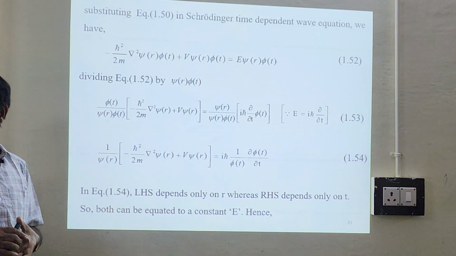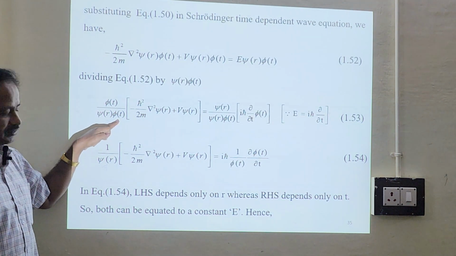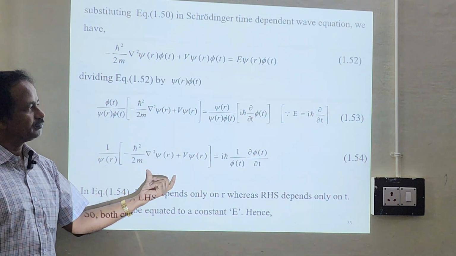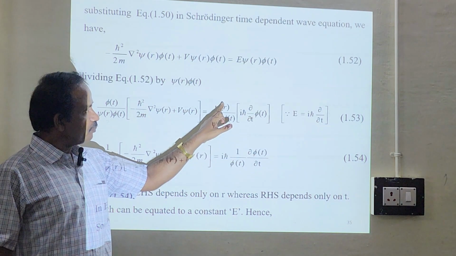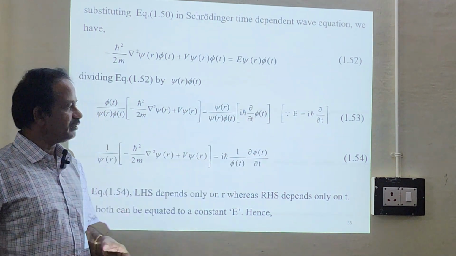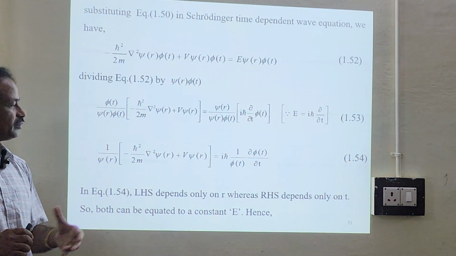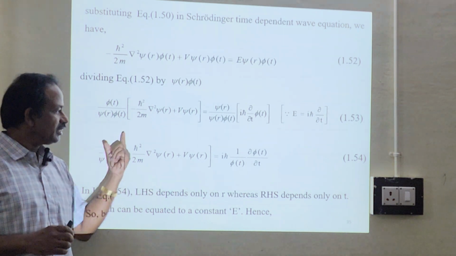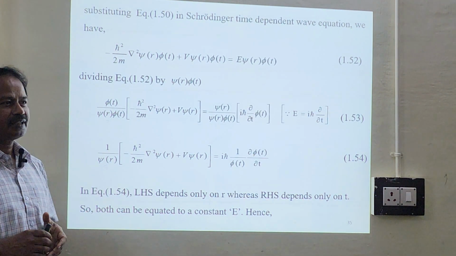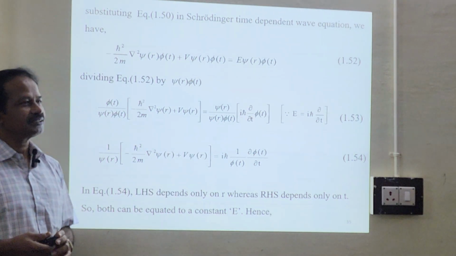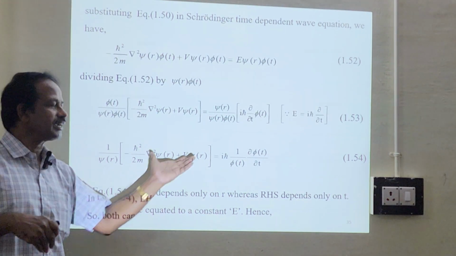This equation is clear? Shall I repeat? Is it okay? Now phi of t gets cancelled, so you have 1 by psi of r, the remaining term. Here psi of r gets cancelled, you have i h cross 1 by phi of t, d phi by dt. Now look at this expression, 1.54. The left hand side depends only on r, the right hand side depends only on t. So we have now separated this equation into these two variables individually, left hand side and right hand side.